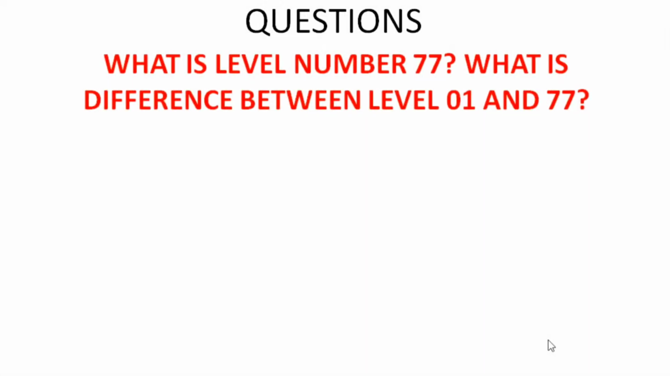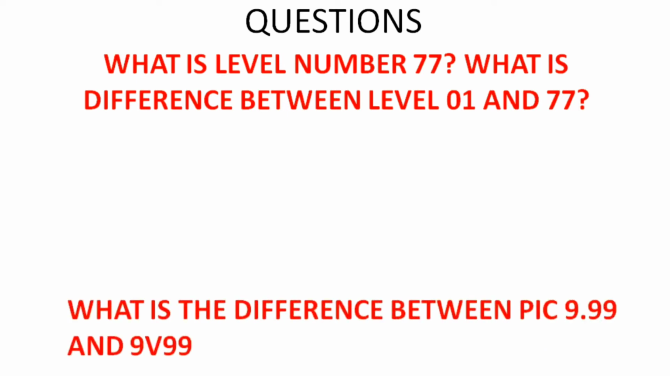So the first question would be, what is level number 77 and what is the difference between level number 01 and 77? As you can see, 01 and 77 level numbers both serve the same purpose. Both are used to declare data items at the elementary level, meaning elementary data item declaration. The only difference is 01 can also be used for declaration of group data items, which 77 cannot do.